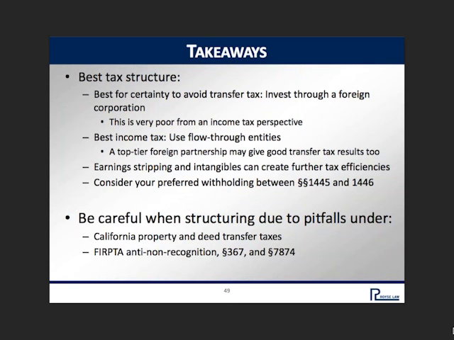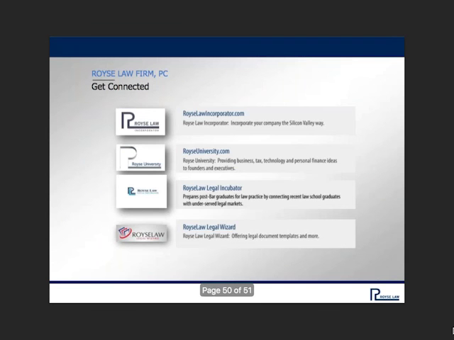And the other thing you should do, besides knowing what the best tax structure is, is be careful when doing your structuring, because there are pitfalls. In California, when you're moving around property within entities that you own or largely own, you can trigger reassessment under California property tax. You can have a deed transfer tax. So you need to pay attention to those rules and see what might happen during your structuring. And as noted earlier, there's the FIRPTA, Section 367, and 7874 rules also to give you more to worry about. And I think that pretty much covers all there is, as much as we could.